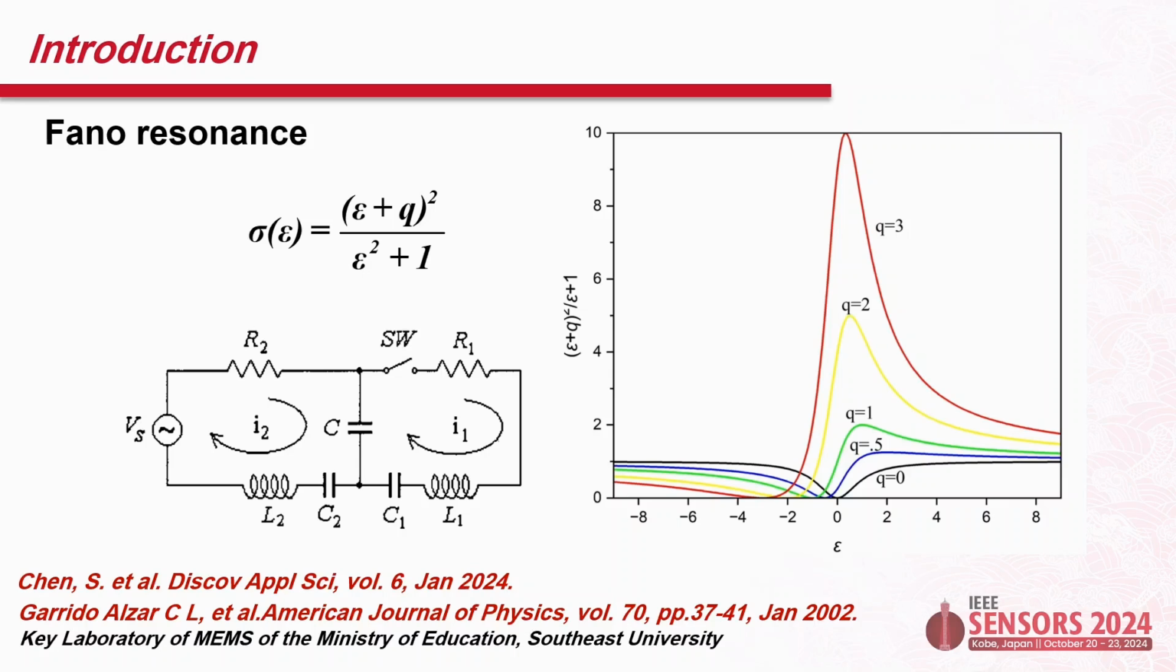A phenomenological parameter Q is defined to measure the degree of asymmetry of the Fano resonance. When Q approaches infinity or zero, the Fano profile reduces to a symmetric Lorentz line shape. The Fano resonance can be used to tune the bandwidth of the resonator and further increases the sensitivity and resolvability of the sensor.